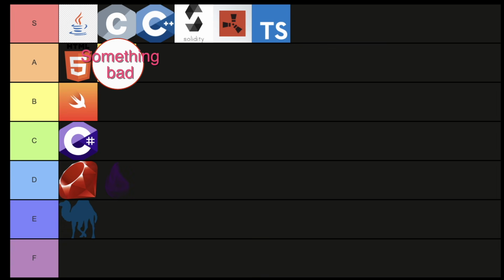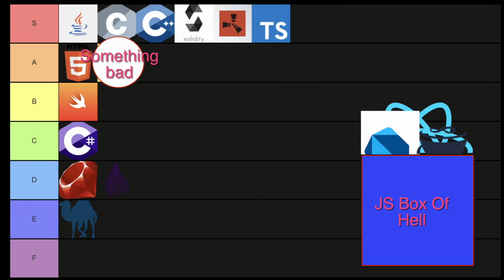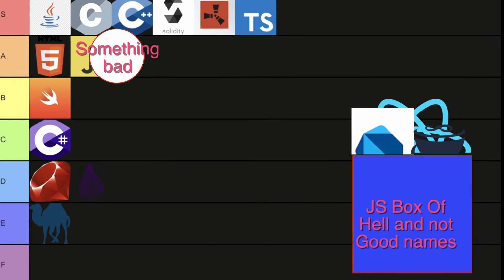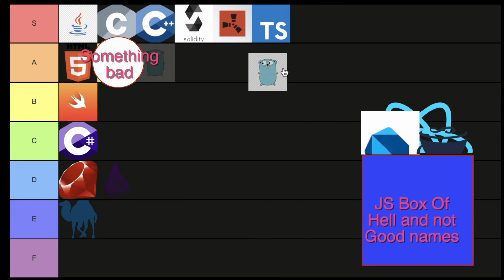Now, all those other languages that I mentioned, they're also technically languages, even though they're not at all. And they also go into this hell box of not good names and not quite JavaScript. Next is Go. There's some Ethereum stuff written in Go, and it's pretty good. I like Go. A tier for Go.